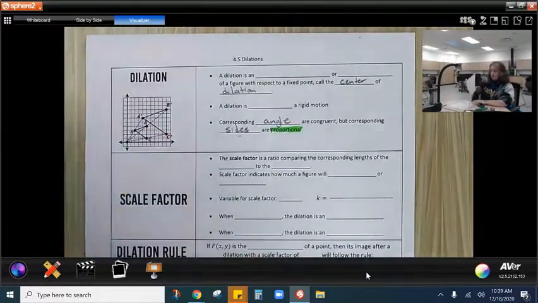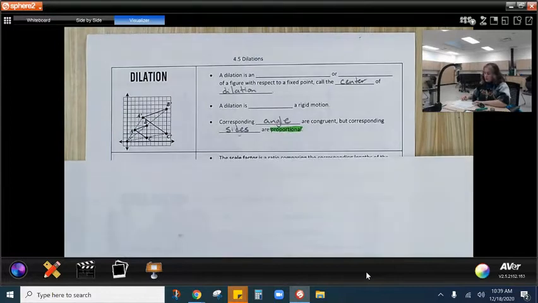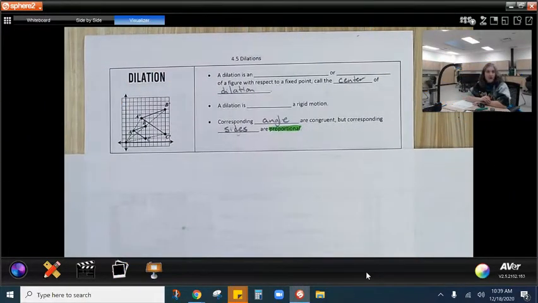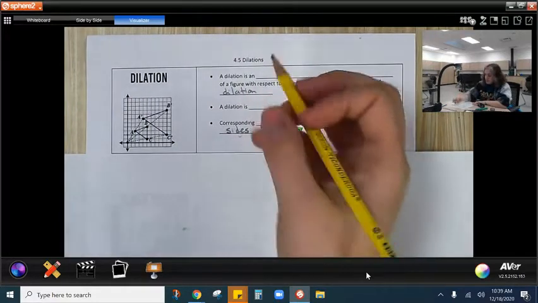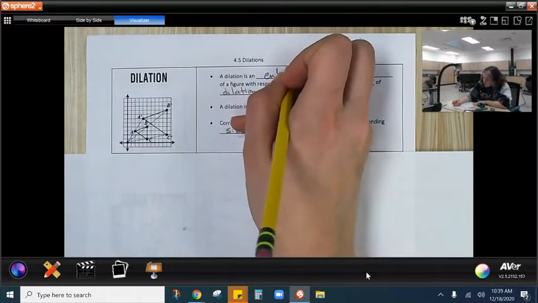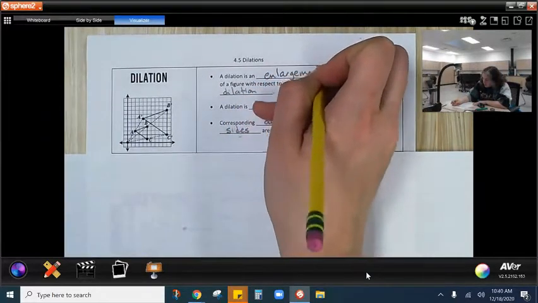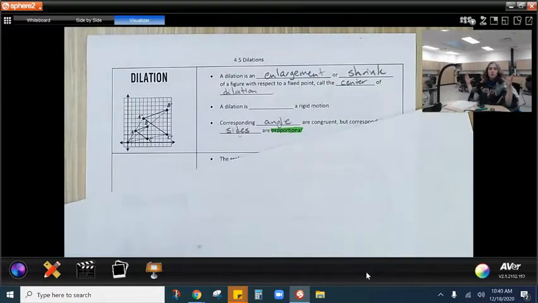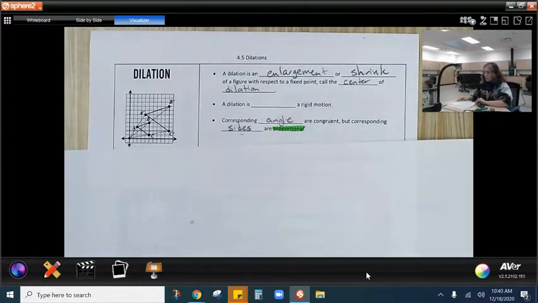Dilation is the next one. All right. So a dilation is, and you do this all the time if you ever do like a photography class, yearbook, anything like that, an enlargement or a shrink, right? You enlarge it or you shrink it. You do one or the other to it.